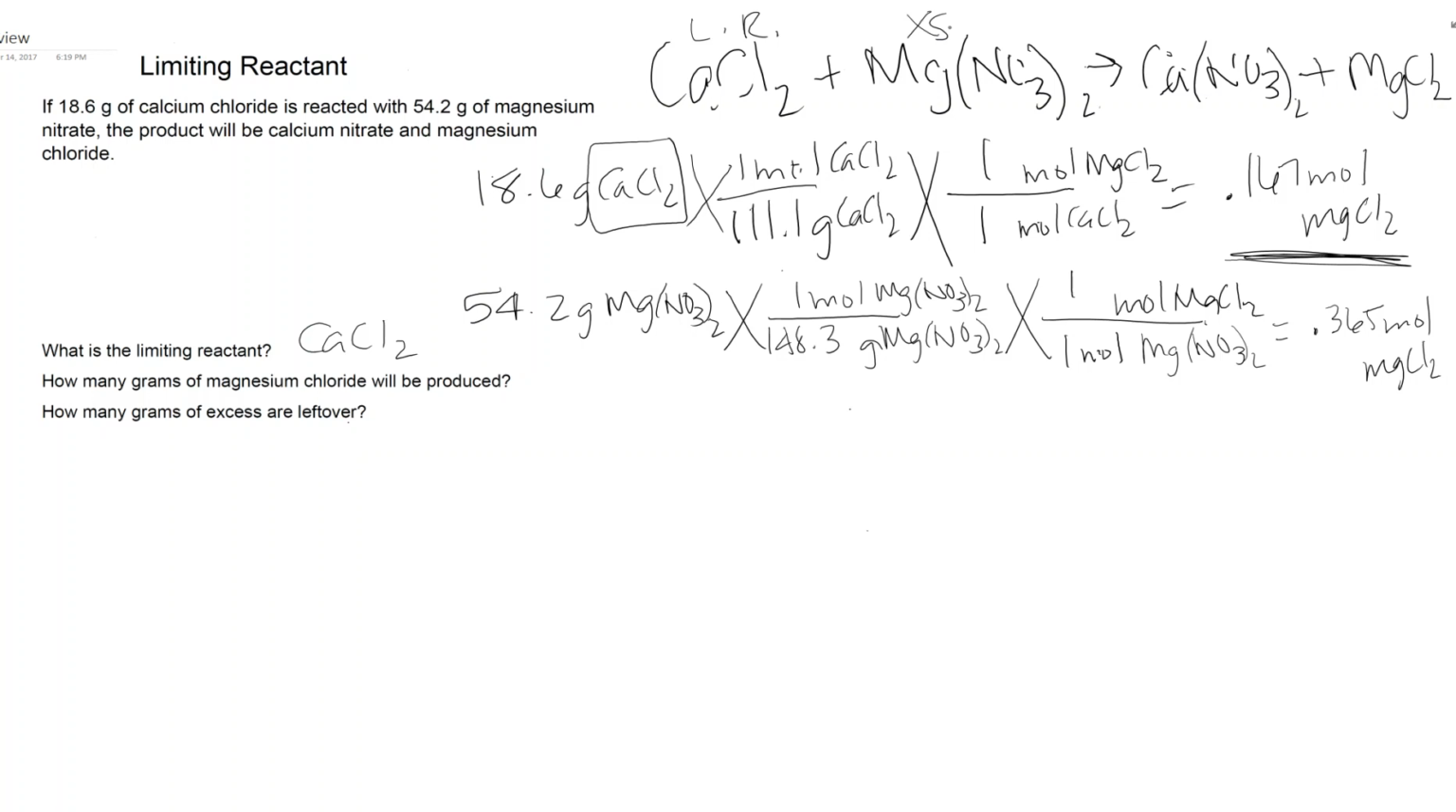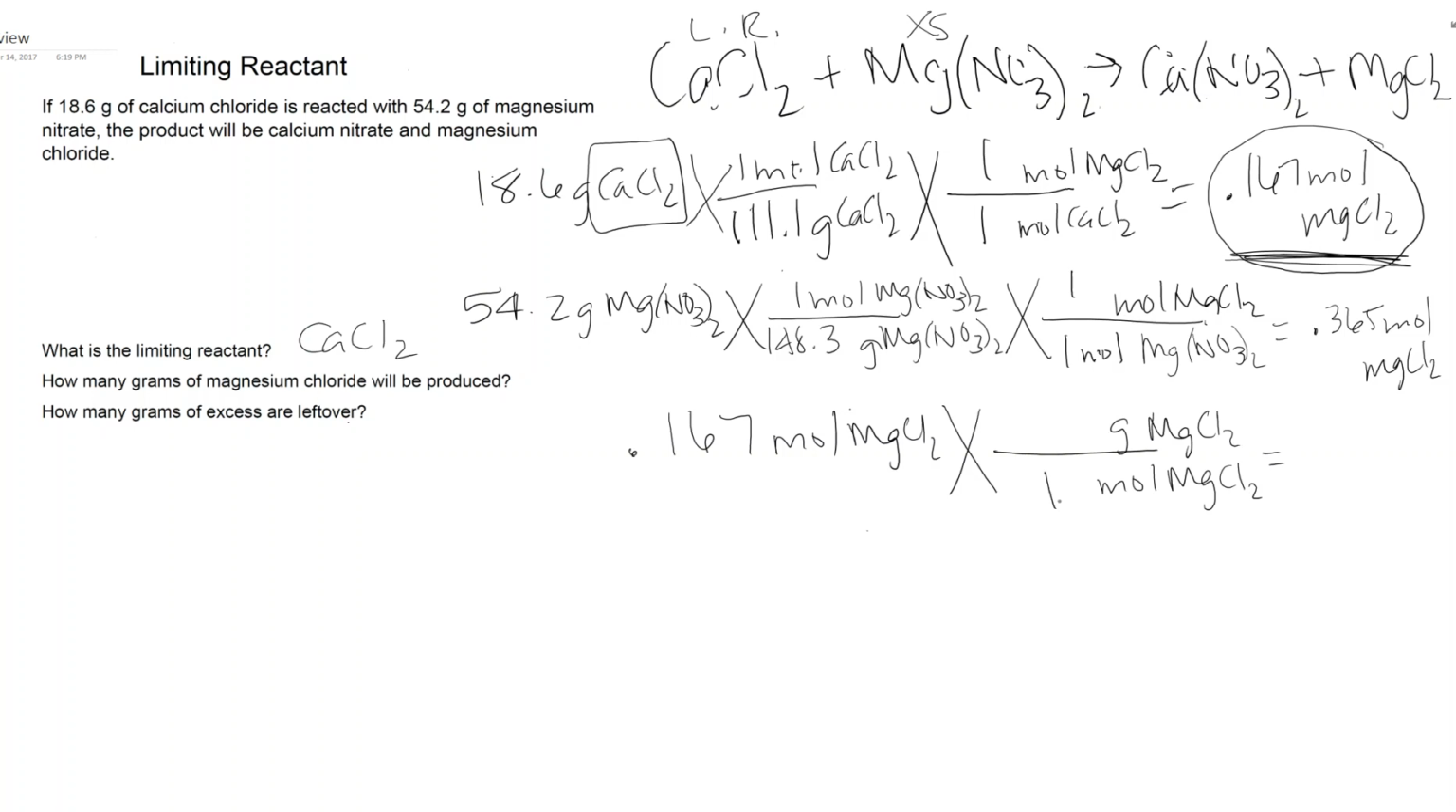For the second question, how many grams of magnesium chloride will be produced, we always base our answers for these additional questions off of the limiting reactant. So starting with the 18.6 grams of calcium chloride, we've already found that 0.167 moles of MgCl2 can be made, but it's asking for this answer in grams, so we just have to go from moles to grams.